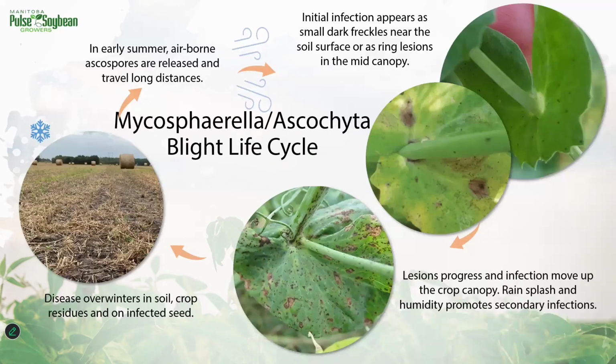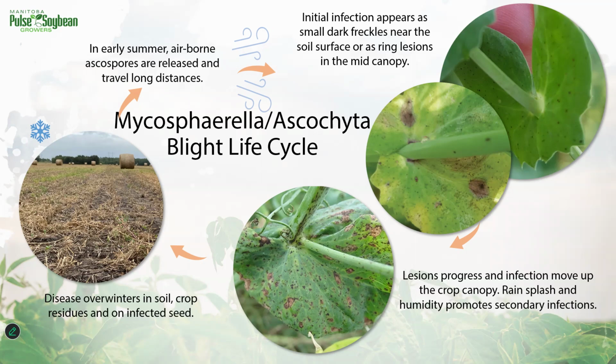Mycosphaerella blight, also called Ascochyta blight, is our main yield robber and target disease of fungicides in field peas. So let's take a quick look at the life cycle. It overwinters in soil, on crop residues, and on infected seed. In early summer, airborne ascospores are released and travel long distances. Most often, early symptoms appear as freckles on the lower leaves or as ringed lesions in the mid canopy.